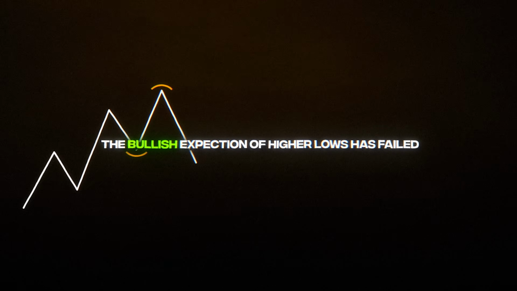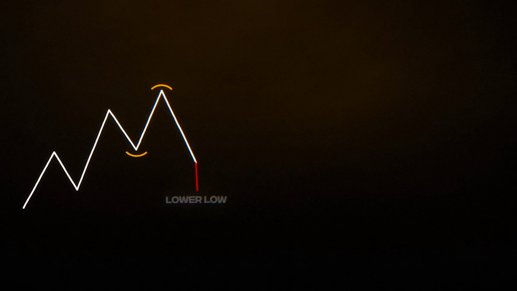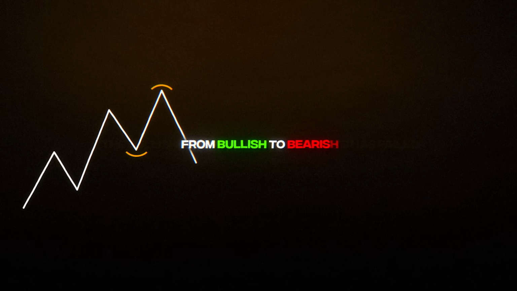Now brings the question, what happens when these strong highs and lows break? This is when we have a change of trend or direction in the market. When price breaks the strong low in an uptrend, the most recent high created becomes a strong high. This is because the bullish expectation of higher lows has failed and a lower low has been created. This confirms that the market has shifted from a bullish market to a bearish market.